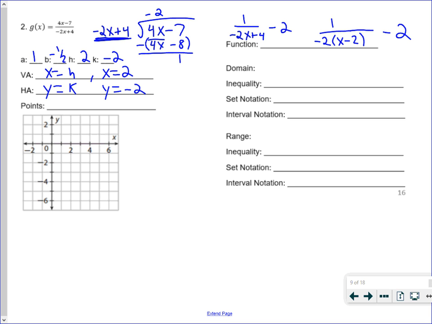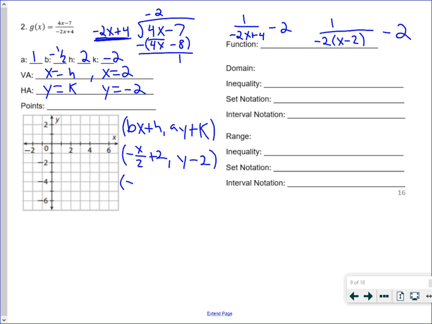And for our 2 points, we're going to use our transformation rule. We have (x over b plus h, comma ay plus k). We're going to plug in our a, b, h, and k into that rule and figure out our transformation rule for this problem. Our b is negative 1/2, and negative 1/2 times x is negative x all over 2. Our h value is 2, so we have a plus 2 as well. For ay plus k, our a is 1, and our k is negative 2, so we have y minus 2.